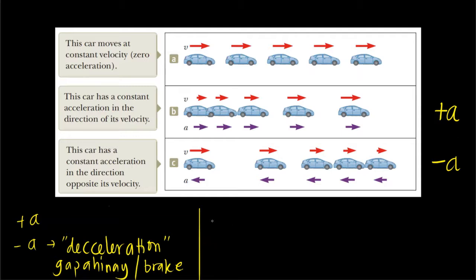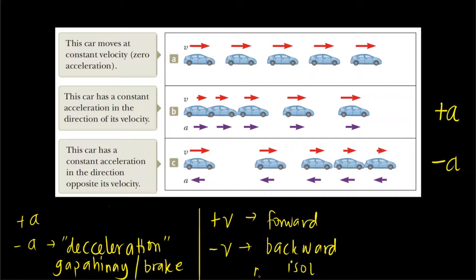Positive V and negative V. Okay, so positive velocity, goods na. Negative velocity naman, moving backward, while positive velocity is moving forward. In Ilonggo, nag-isol.